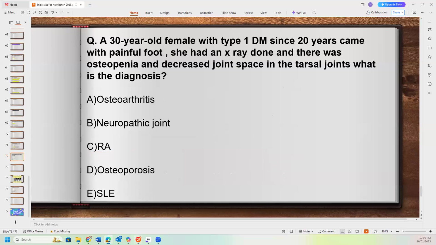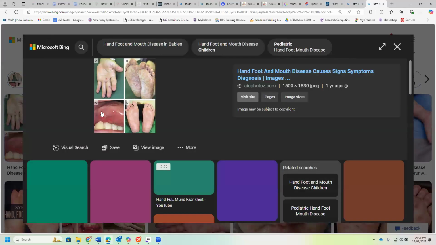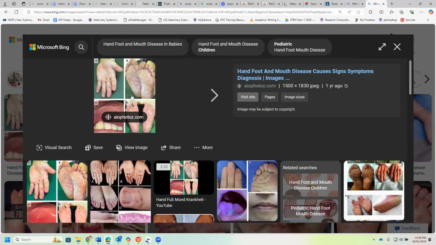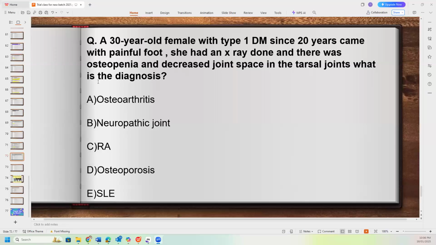I'll just show you what hand, foot, mouth disease looks like. Let me show you guys the image of it. This is how it looks. Blisters in the mouth, blisters on the hands, and rashes on the feet. This is how hand, foot, mouth disease looks. It's caused by Coxsackie virus A16. Next question.